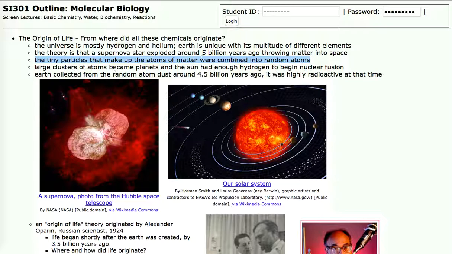So we think this all happened around 5 billion years ago, and around 4.5 billion years ago, we think Earth collected from random dust in our particular space in the solar system. Now, when you form a bunch of random atoms, as we found out from nuclear warheads, most of the atoms are not lucky in that they don't have the right numbers of protons and neutrons, and as a result, they're radioactive. And we think the Earth was highly radioactive, and that's probably why the core of the Earth is so hot. It's radioactive heat that's been trapped in the core of the Earth for the last 4.5 billion years.